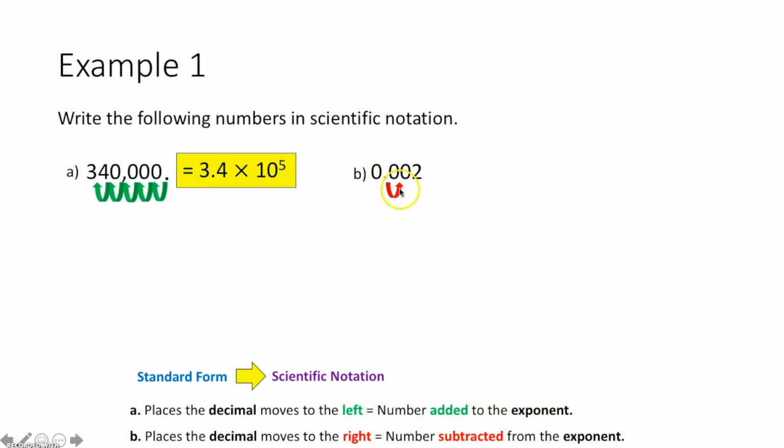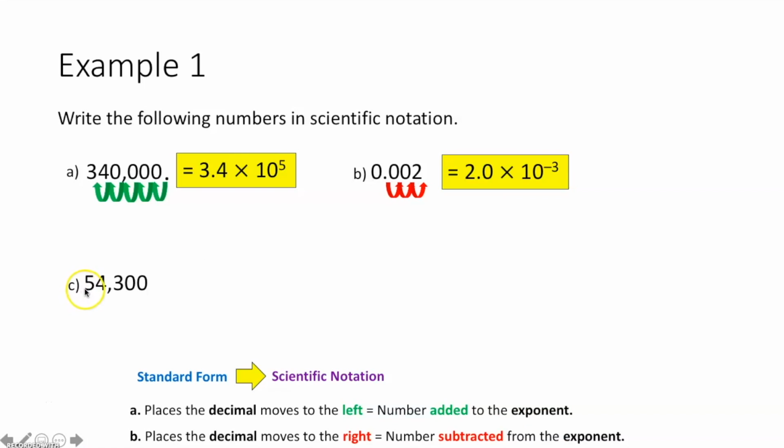So I'll move it 1 place, 2 places, 3 places. Boom. That will give us 2. Since we now have a number between 1 and 10, we can stop and we can say 2 times 10 to the what power? Well, I moved 1, 2, 3 places, and I moved to the right. Since I had to move to the right, I'm going to subtract that from our exponent. So it's going to be 2 times 10 to the negative third power.